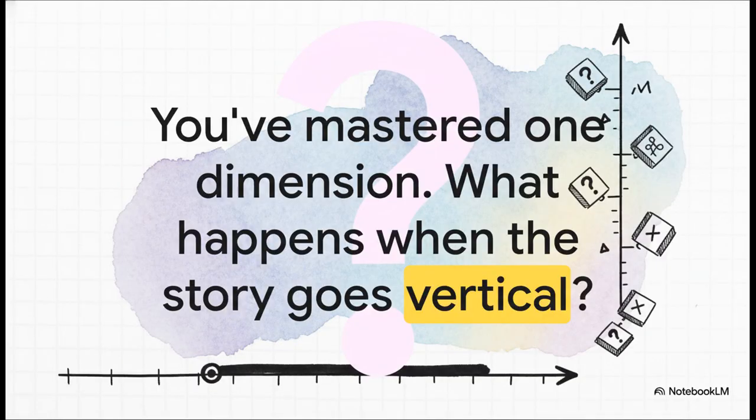So look, you've totally nailed how to read the story that a graph tells along a single flat line. You've mastered one dimension. But what happens when we add a second dimension? What happens when the story doesn't just go left and right, but it goes up and down too? Well, that's where all this is headed next.